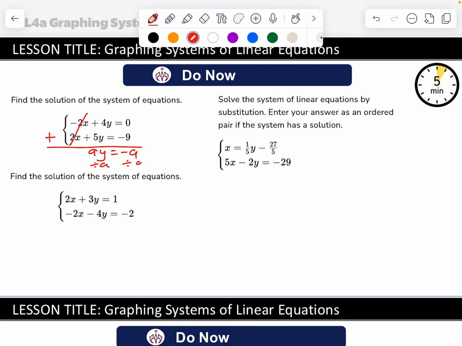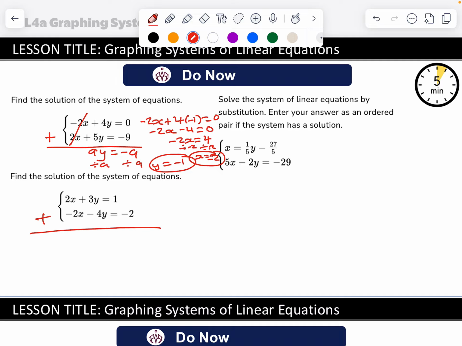Divide both sides by 9. y equals negative 1. Then I'm going to substitute that back into any of the equations. I'm going to pick the top one. So negative 2x plus 4 times negative 1 is 0. Negative 2x minus 4 is 0. Bring that 4 to the other side, it'll become positive. Divide both sides by negative 2, and x equals negative 2.